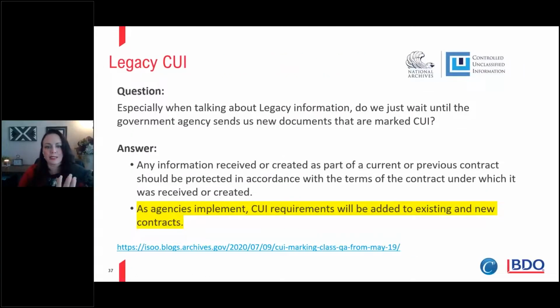So what about legacy CUI? When talking about legacy information, do we just wait until the government sends us new documents that are marked as CUI? So we think about FOUO as one of our major examples. As agencies implement, the CUI requirements will be added to existing and new contracts. What I advise my clients to do is treat all legacy data types, which I have given you in this presentation, as if they are CUI. Go ahead and protect them.